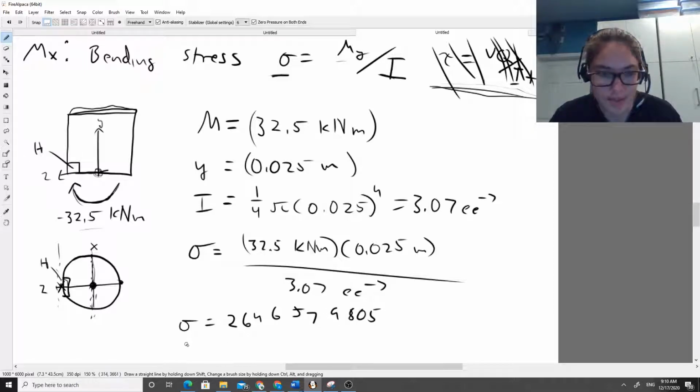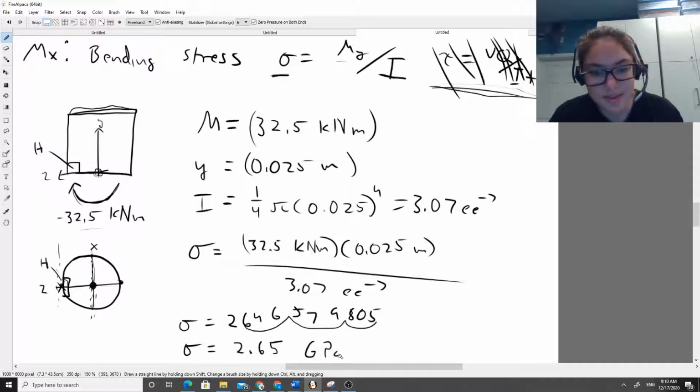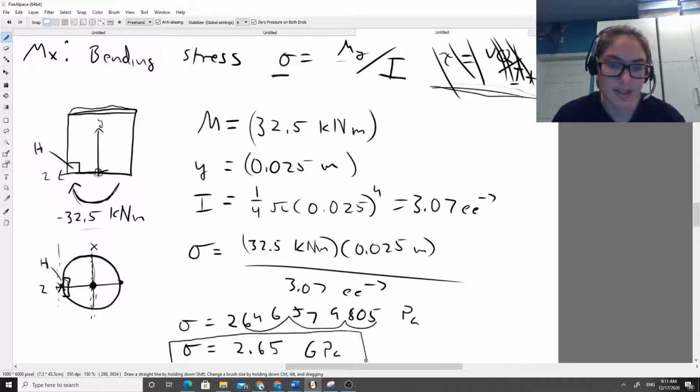264,657,9805. Okay, and we're going to shorten this. I'm going to bring the decimal place over 9 places. That gives us 2.65. That's going to be gigapascals, since this is originally in pascals. So that's going to be our normal stress that is given to us by this bending stress from Mx.